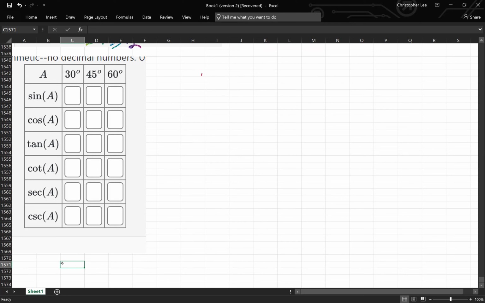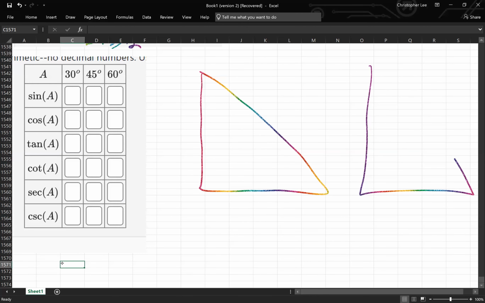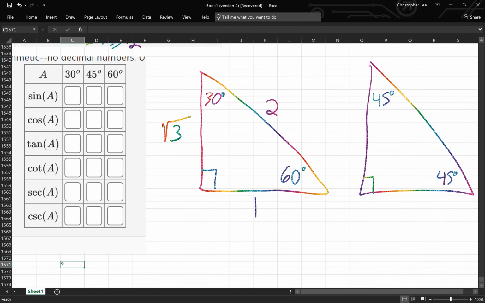Now you remember we have two special right triangles. So we have the 30, 60, 90-degree triangle. Opposite the 30-degree angle is 1, hypotenuse is 2, and then this is radical 3. And then we have the 45-degree triangle, and the legs are 1, 1, radical 2. From these two triangles, you can answer these questions right here.